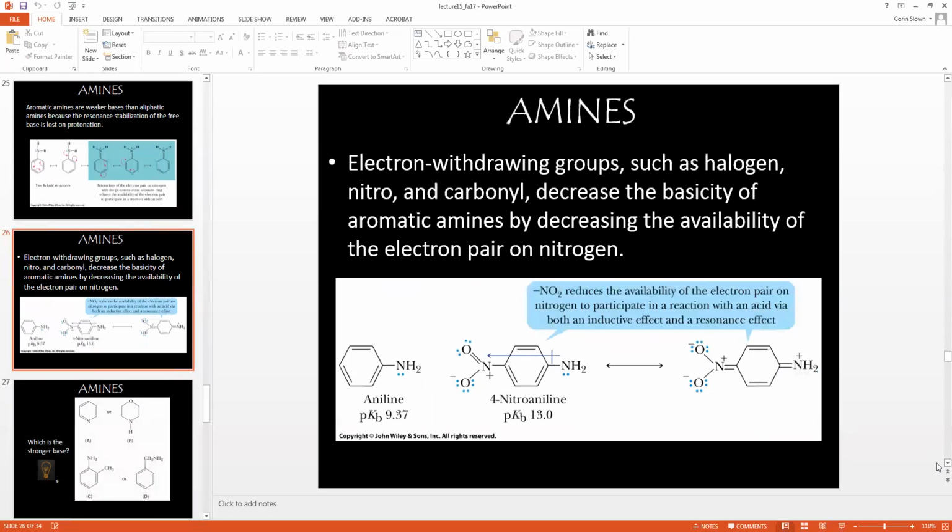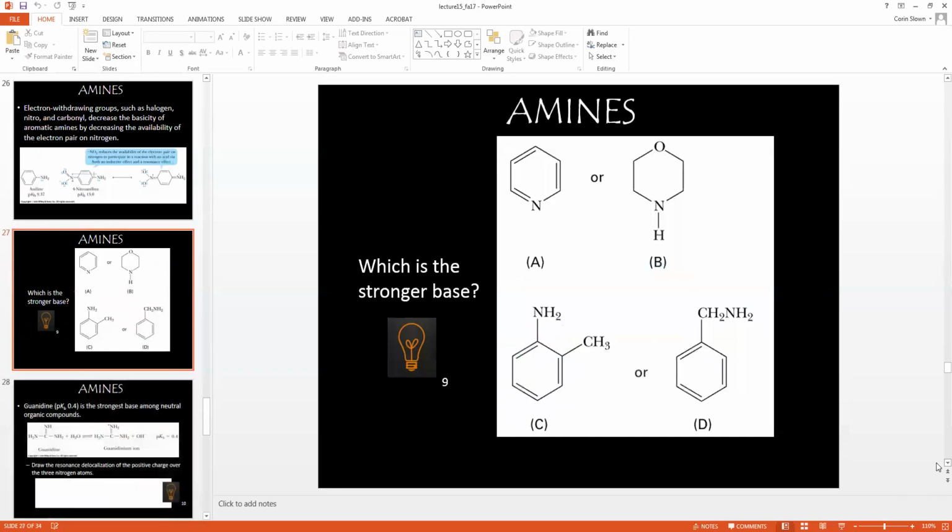This reduces the availability of the electron pair to participate in a reaction with acid. Electron withdrawing groups such as halogen, nitro, and carbonyl are going to decrease the basicity of aromatic amines by decreasing the availability of the electron pair on nitrogen. So if we think about the reduced availability of the electron pair on nitrogen to be able to participate in a reaction with acid through the inductive effect and a resonance effect, then we can actually quickly see why we see a significant difference in the pKb of aniline versus nitroaniline. So take a moment and decide which is the stronger base.